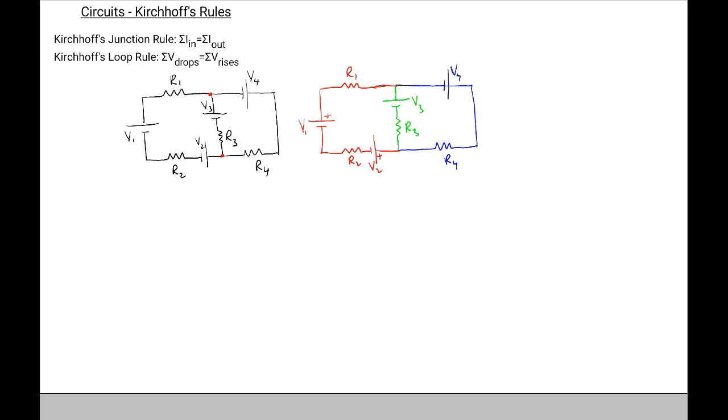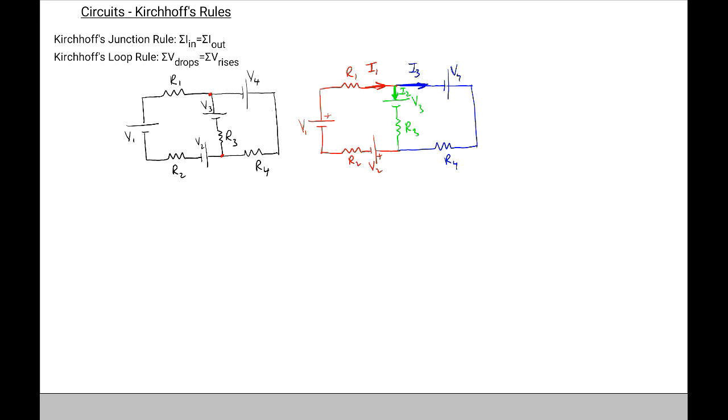So I'm going to pick this direction for current 1. So this is my I1. And I'm going to just completely pick a direction, let's say down in the green branch, and I'll call that current I2. And I'm going to pick the current through the blue branch going to the right. So these are just random picks of directions of currents, and I will have to stick with them.